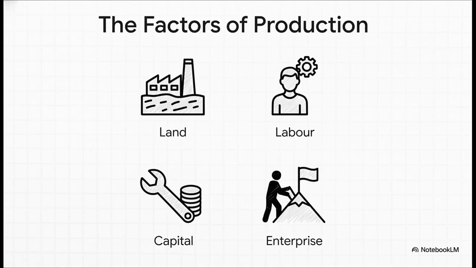So, what are these inputs? Well, they're what we call the 4 factors of production. And a great little acronym to remember these for your exam is CEL. That's capital, enterprise, land, and labor. Just remember, land isn't just a field, it could be an office building. Labor is brain power, not just muscle. And capital isn't just machinery, it can be intellectual property too.